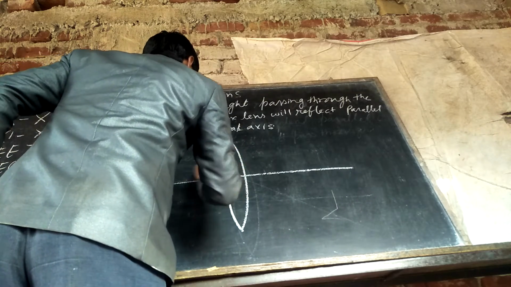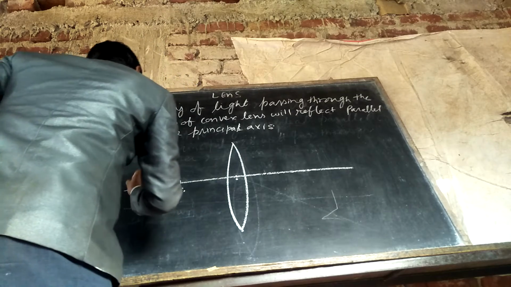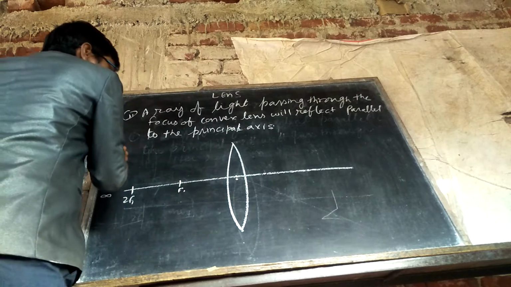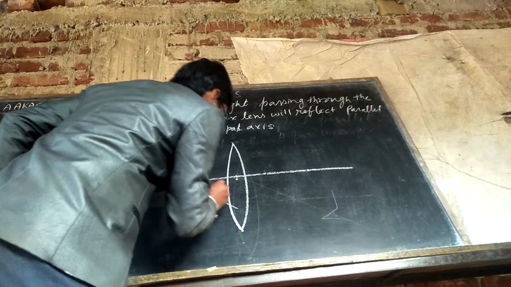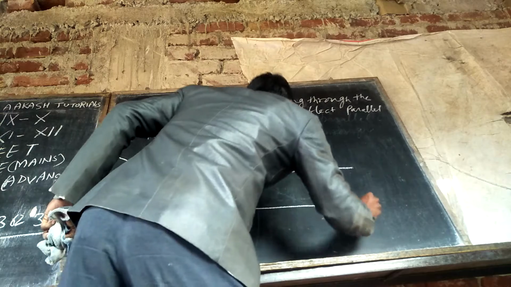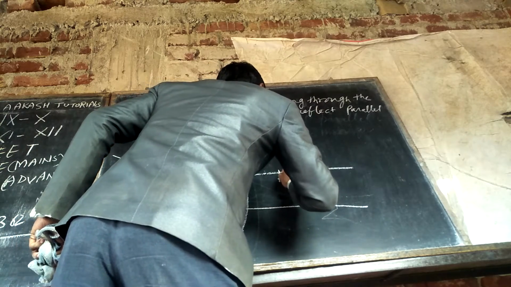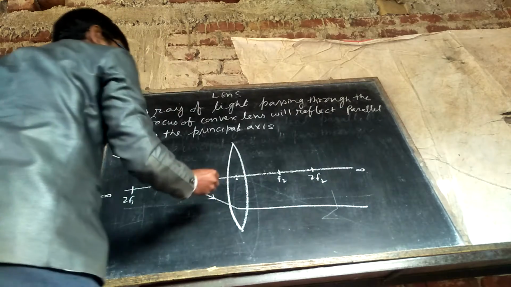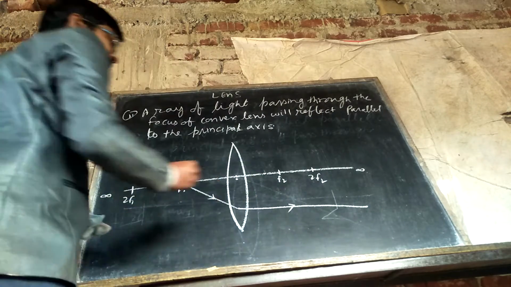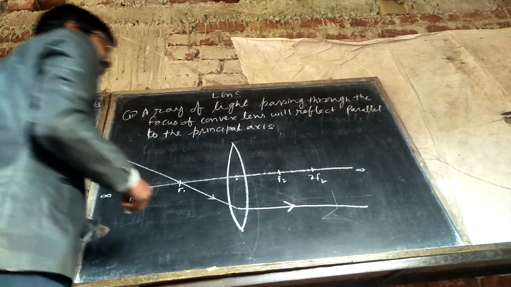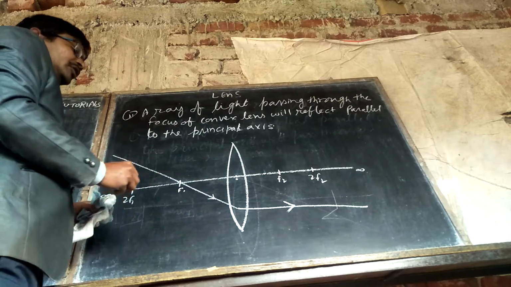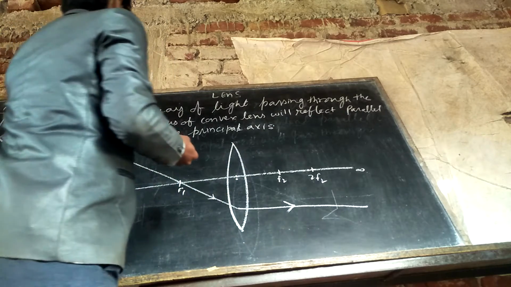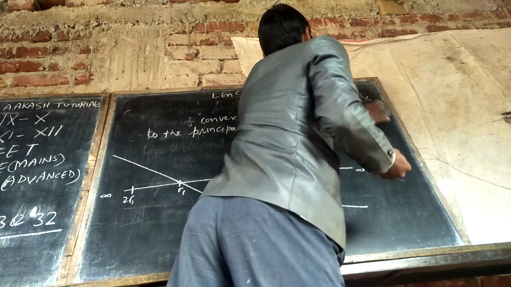This is optic center O. This is F1 to F1 infinity. So if a ray of light passes through F1, it will reflect parallel to the principal axis, F2 to F2 infinity. Second case, if the ray of light passes through the principal focus, that is F1, it will reflect parallel to the principal axis.